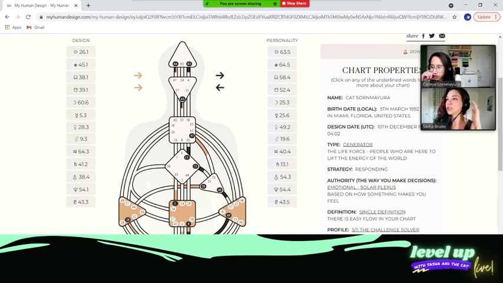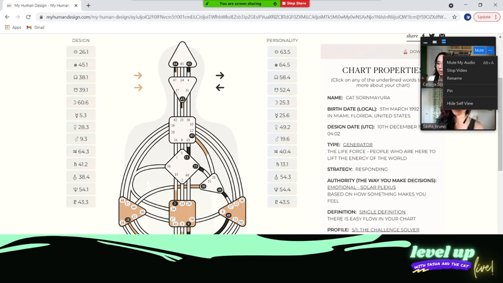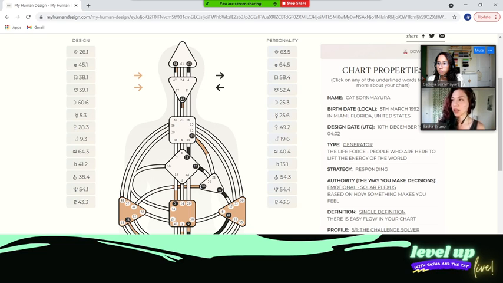But there's 4 types, okay? There's manifestors, generators, reflectors, and projectors. You can also be a manifesting generator, which is where you have elements of both in your birth chart. So technically there's 5 types, or it's a subtype, but you're still considered a generator even if you're a manifesting generator.